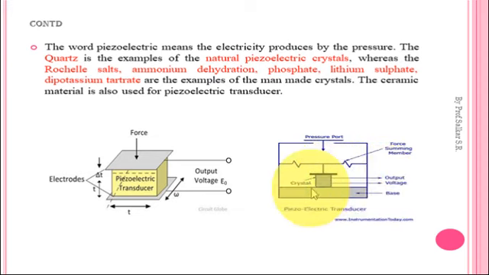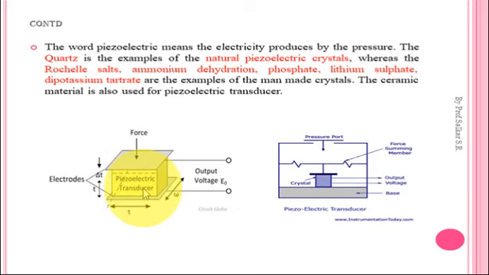And then lastly, the base is connected. The base is connected to support this particular type of transducer. So this is how the piezoelectric transducer works. The same is shown in this particular diagram. That is, force is applied from the pressure port. We have a piezoelectric transducer.